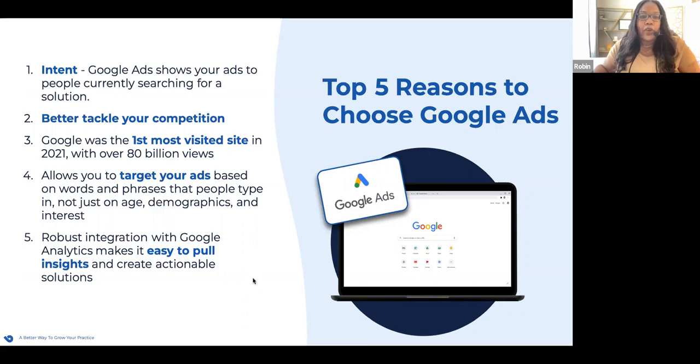And then they also have a robust integration with Google Analytics. So it makes it really easy for you to pull insights and actionable solutions. Once you have your Google ads, you can see the demographics that are clicking on your ads, engaging with your ads, and calling you from your different ads in the Google Analytics platform. And that allows you to really optimize and close that cycle.